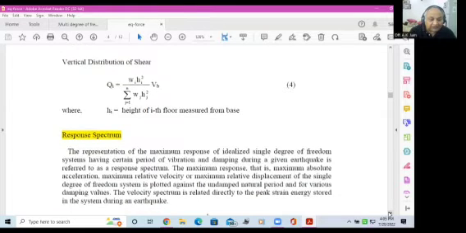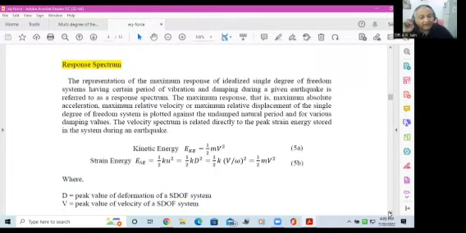Coming to the response spectrum. What is the response spectrum? The representation of the maximum response of a single degree of freedom system having a certain period of vibration and damping during a given earthquake is referred to as a response spectrum. The maximum response of a single degree of freedom system, that is maximum absolute acceleration, maximum relative velocity, or maximum relative displacement, is plotted against the undamped natural period for various damping values.